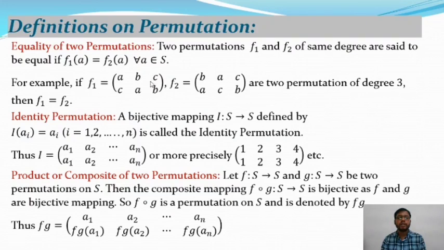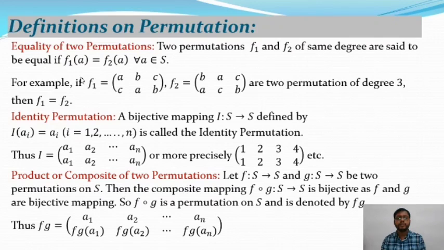This is the permutation. And let f2 be another permutation of degree 3, and the elements of f2 are b a c, and a goes to c... So there are 2 permutations of degree 3. Then f1 is equal to f2. So these 2 permutations are equal permutations.